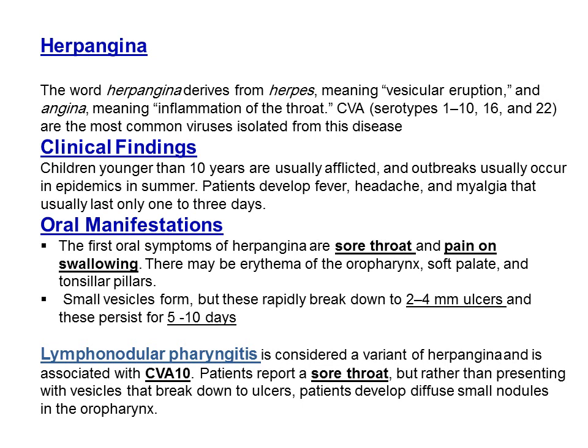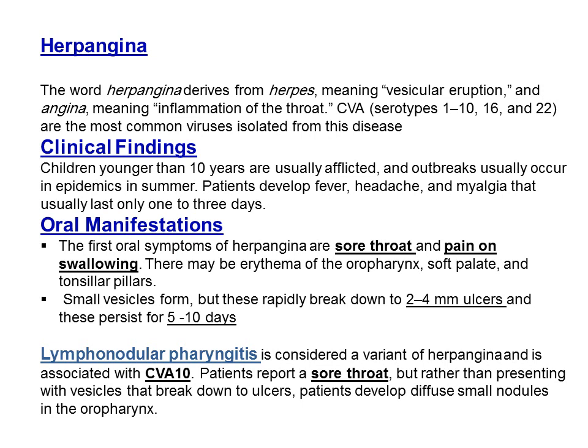The word herpangina derived from herpes, meaning vesicular eruption, and angina, meaning the inflammation of the throat. Herpangina is mostly related to serotype 1, 10, 16, and 20, 22. These are the most commonly isolated serotype of coxsackievirus A.